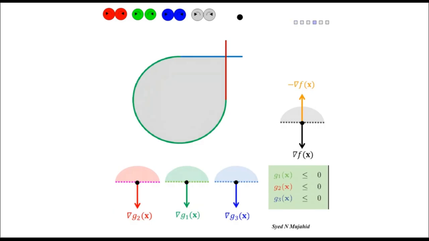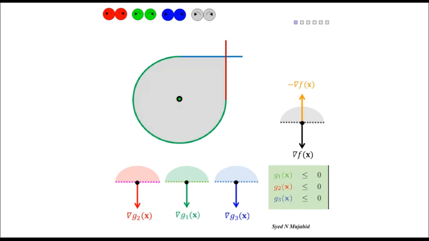So let us say we have three constraints, the blue, the red and the green, and together this is the feasible space that they form. Okay, so this is the feasible space, this is how it looks. Now let us take this black dot as our reference.